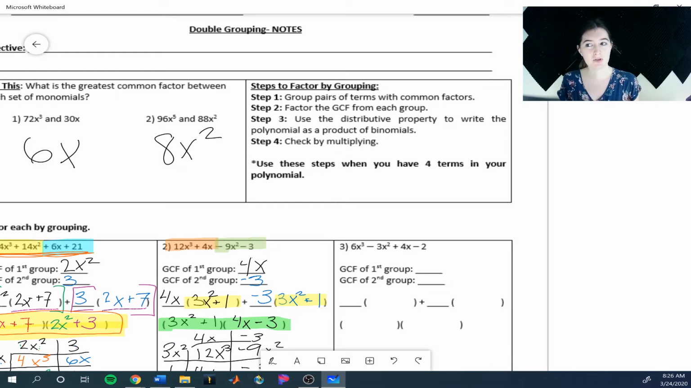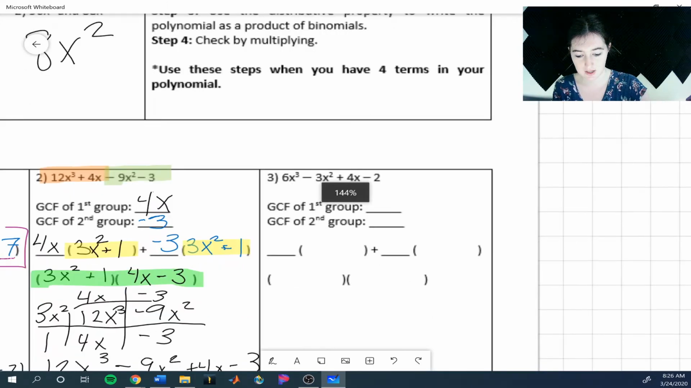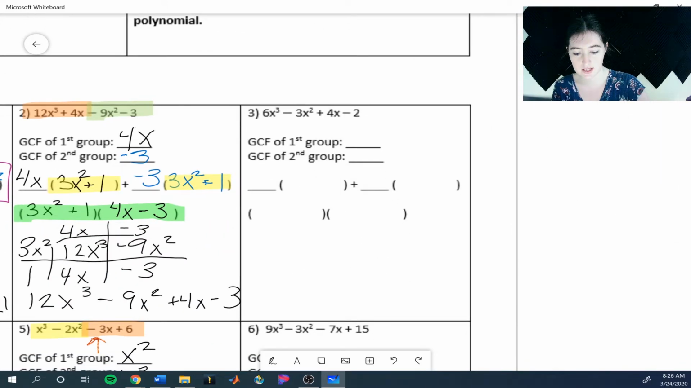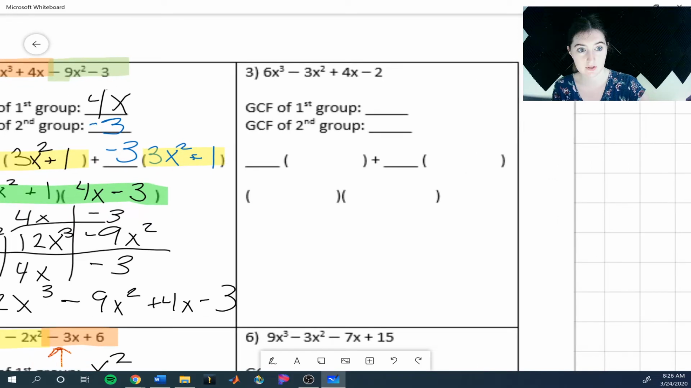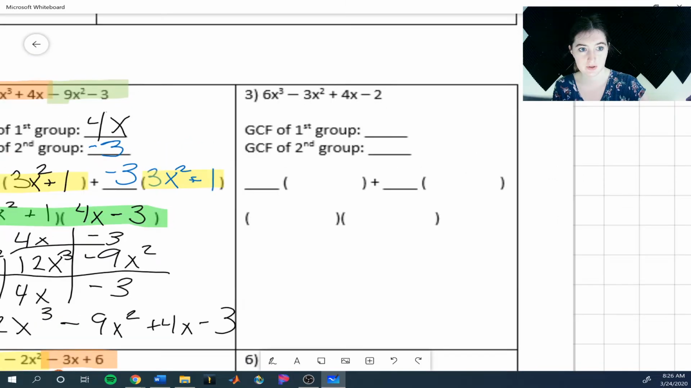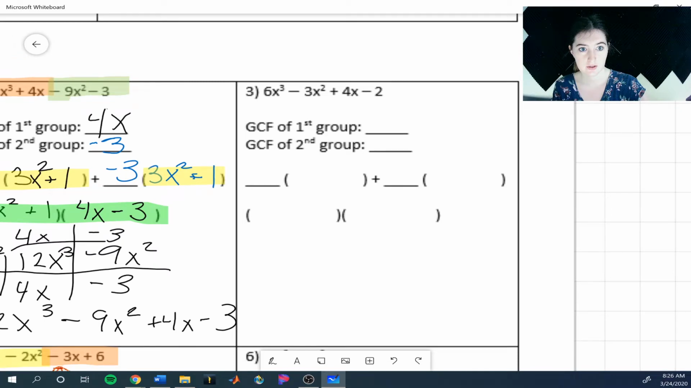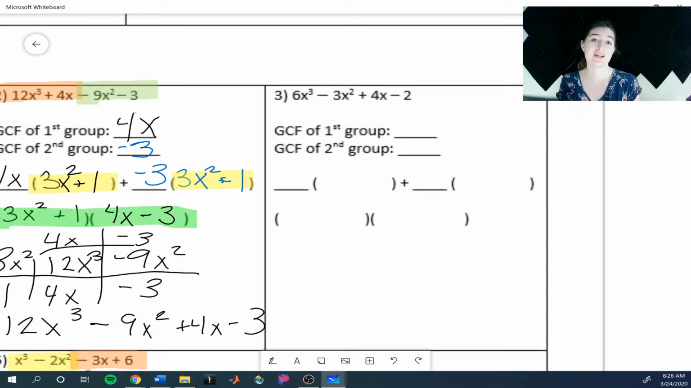Should we get started? Okay, let's take a look at number 3. See if you can start number 3 on your own. You're going to be looking for what your groups are first, find the GCF of the first group, find the GCF of the second group, and see if you can factor it out. Good luck. Use Desmos if you need it.